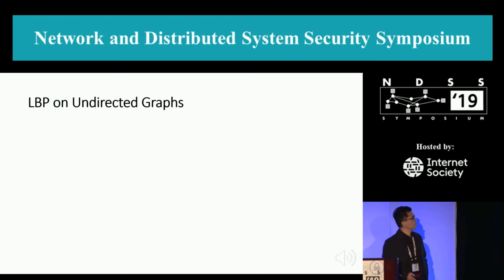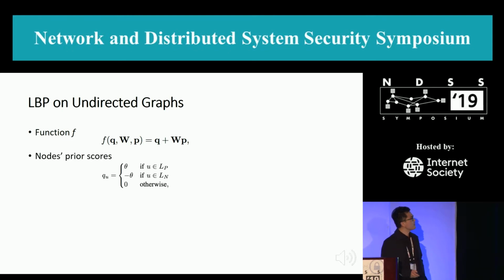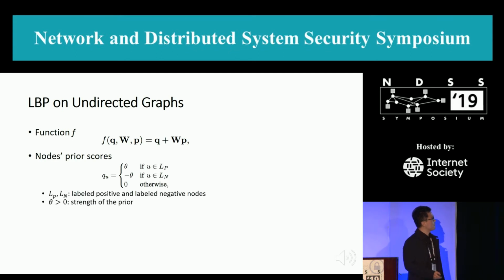Let's take an example: loopy belief propagation on an undirected graph. The function f is defined here. Basically, it says that the final posterior scores are the summation of the prior and the product of the edge weight matrix and the final posterior scores.